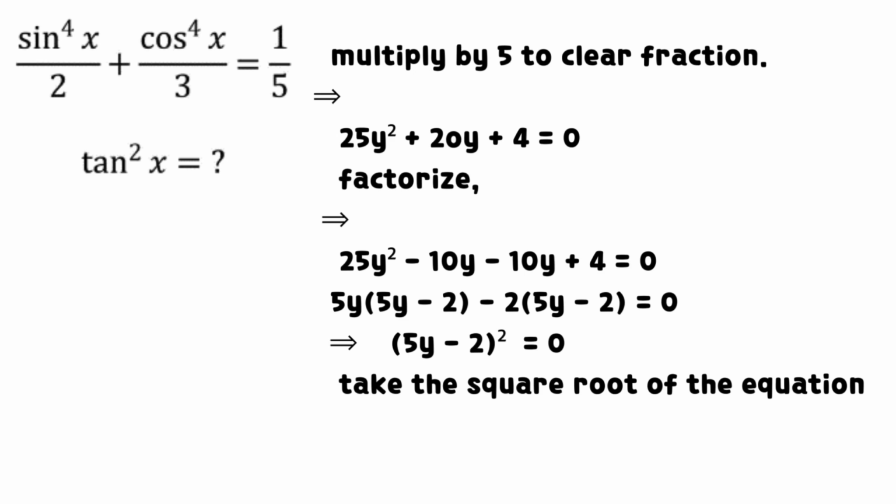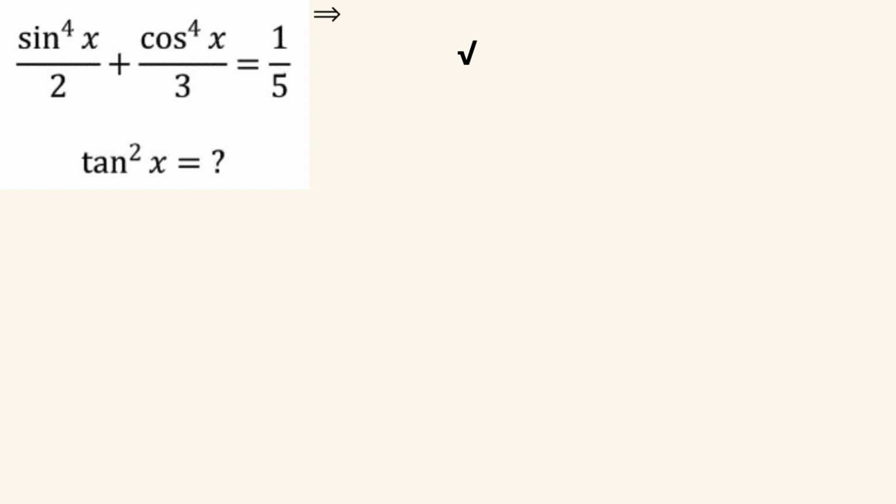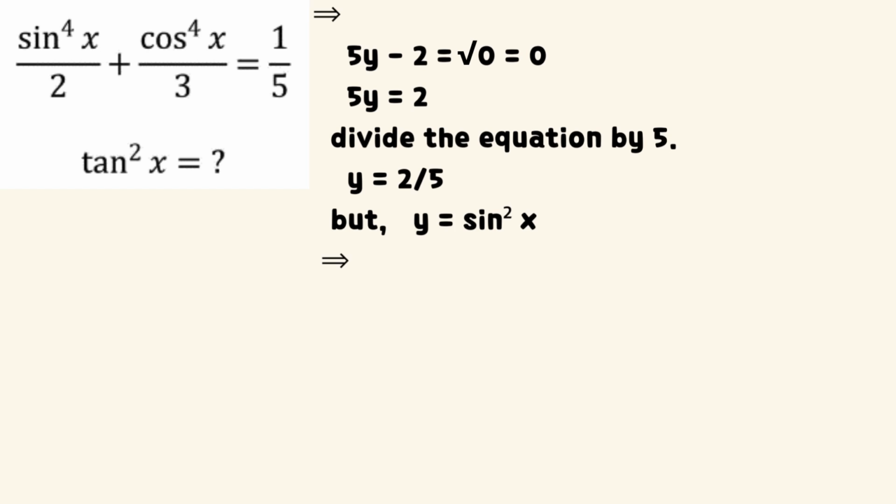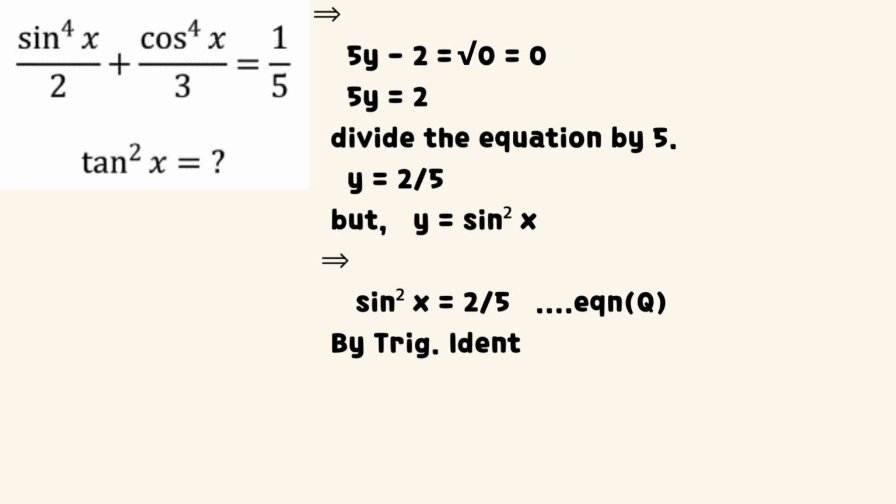Take the square root of the equation. Five times y minus 2 equals the square root of 0, which equals 0. 5 times y equals 2. Divide the equation by 5. Y equals 2 divided by 5. But y equals the square of sine x. It implies that the square of sine x equals 2 divided by 5.